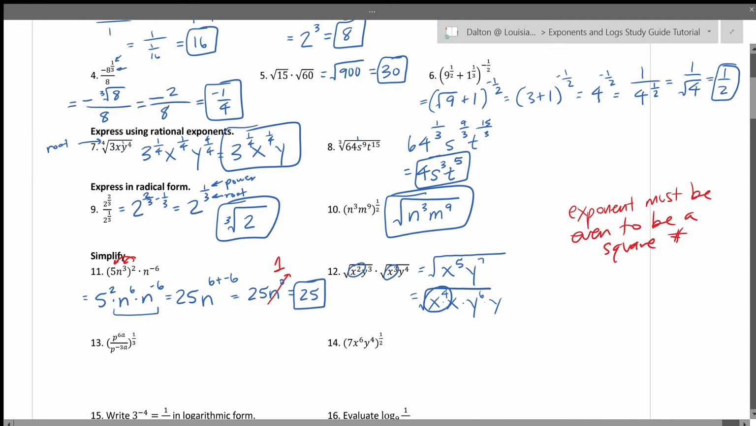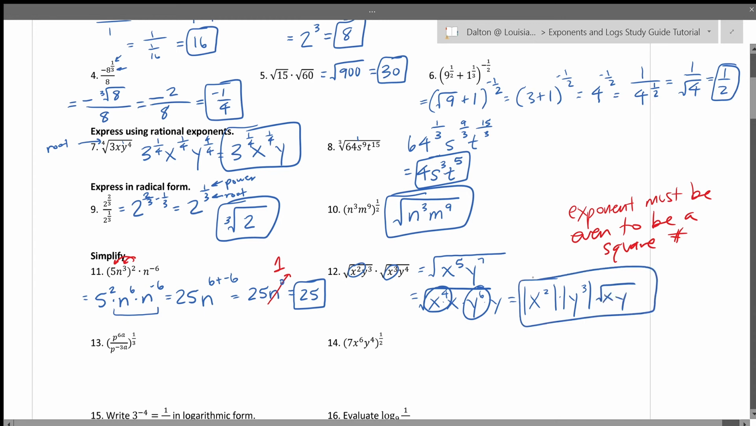The square root of x to the 4th power is the absolute value of x squared. You divide 4 by 2, which is 2. Same thing, divide 6 by 2, which is 3. So that'll be times the absolute value of y cubed. And then you're going to leave the other x and y inside of the radical.